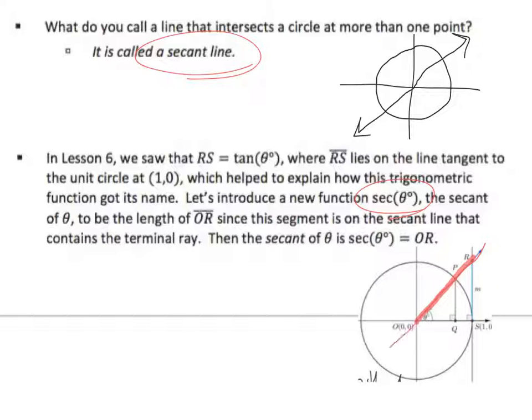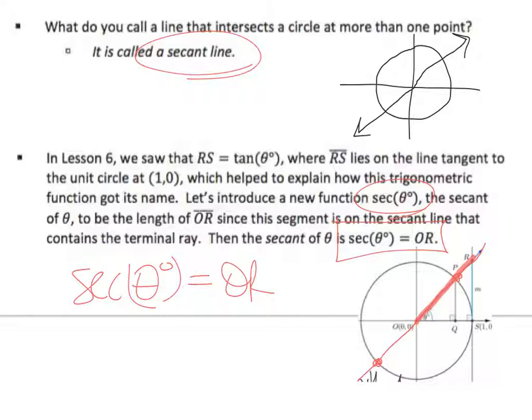Secant line hits the circle at 2 points. Secant theta is OR. That is what we're going to remember right now. Secant theta equals OR. Cool? Okay, let's use that in an example.